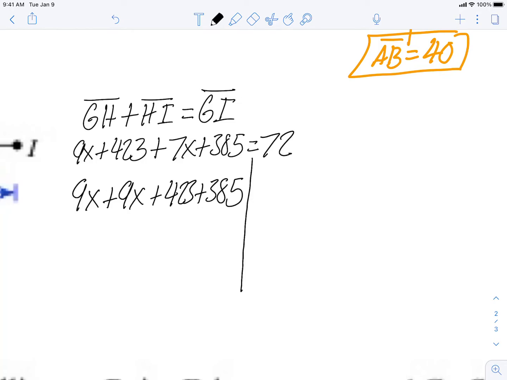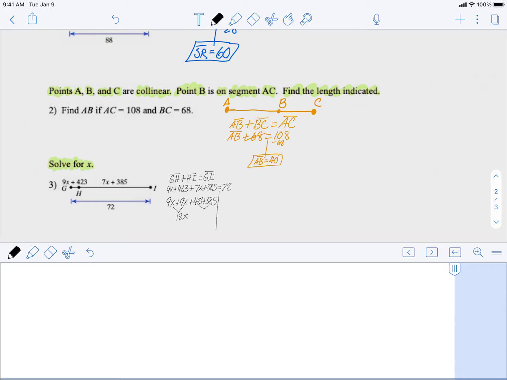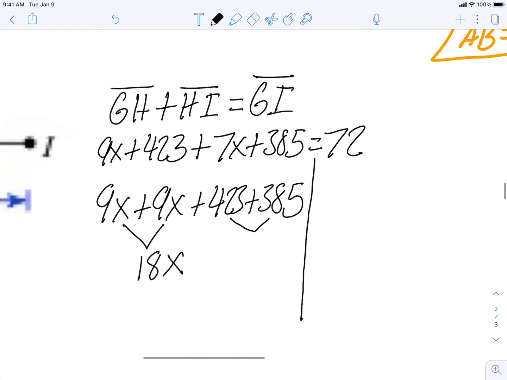So these two go together here. 9x and 9x is 18x. That one's easy, right? But these two bad boys, that's big numbers here. Oh my God, what did I do? Keep messing up here. These are big numbers right here. So let's use our trusty iPhone calculator here. 423 plus 385 is 808. That is a big number, right?